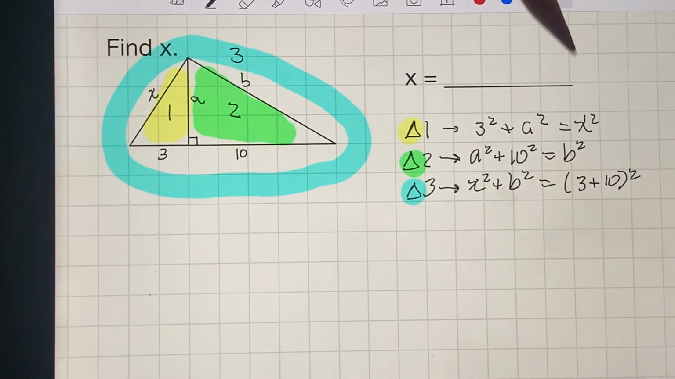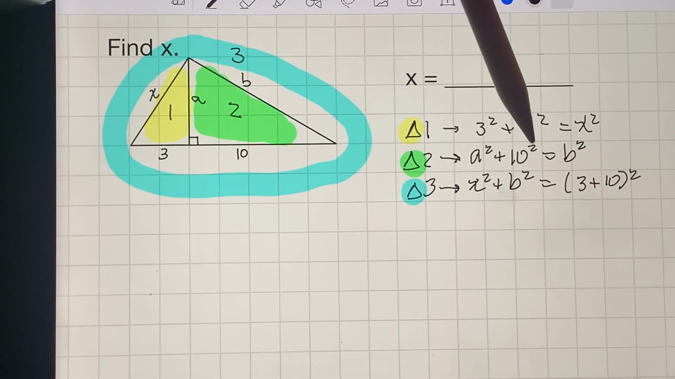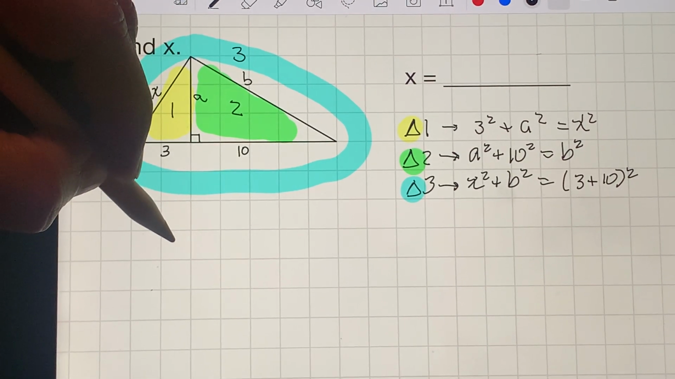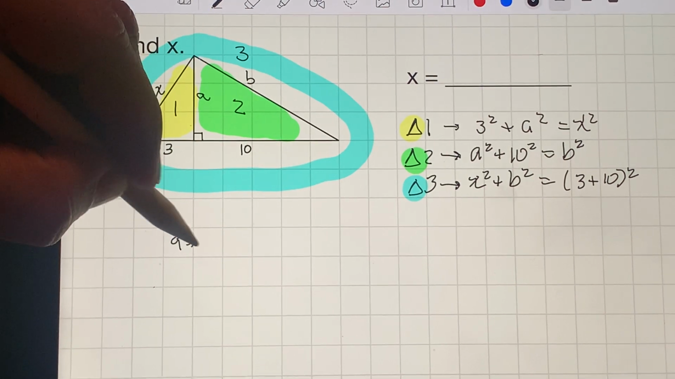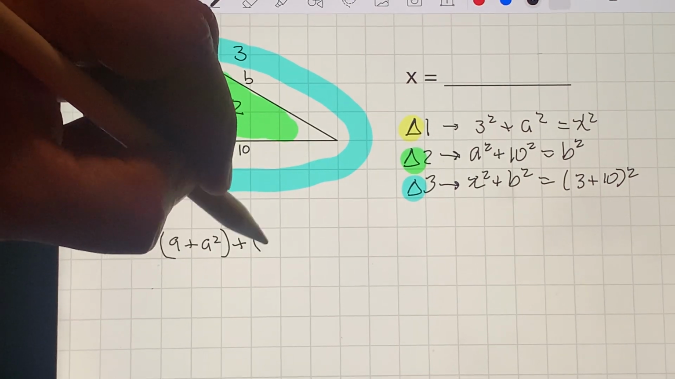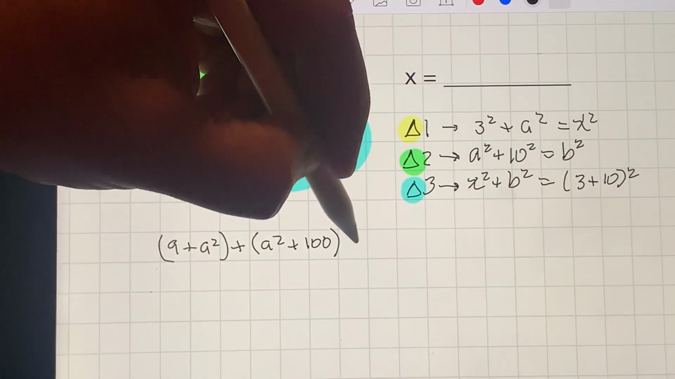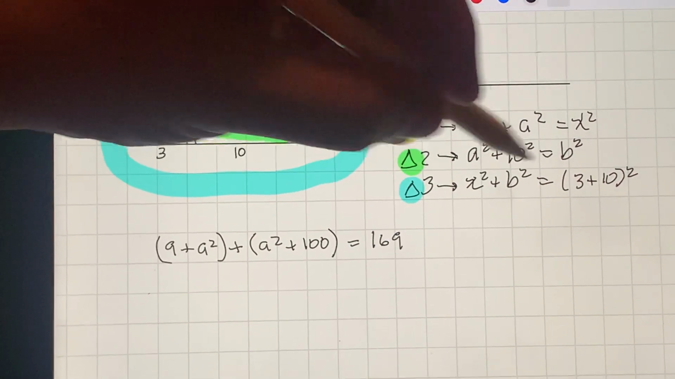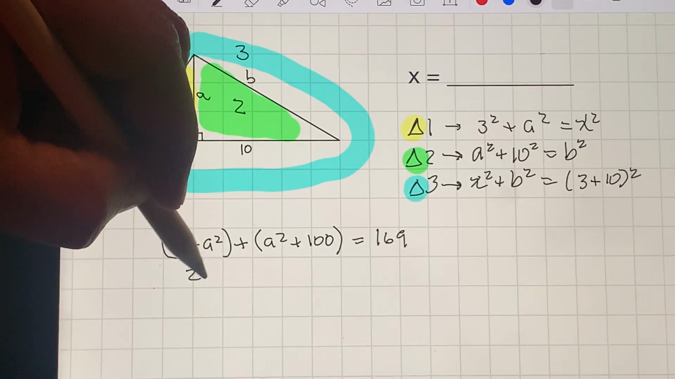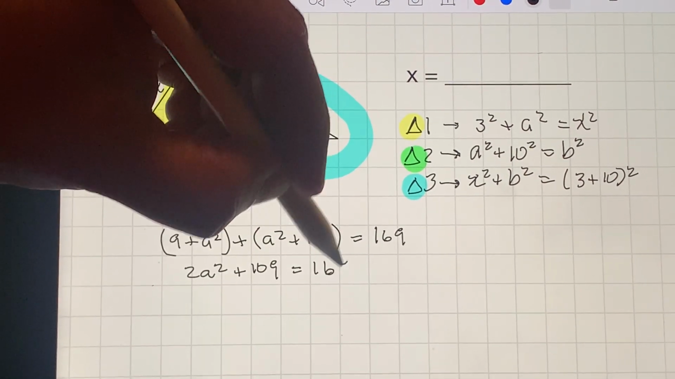So if you notice, I have x squared defined here and I have b squared defined here. So I can take these values and plug them into this equation. So in doing so, I'll say 9, which is 3 squared, plus a squared plus a squared plus 100, which is 10 squared, is going to be equal to 169, which is 13 squared. From there, I can see that 2a squared plus 109 equals 169.